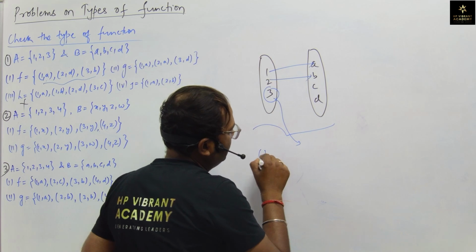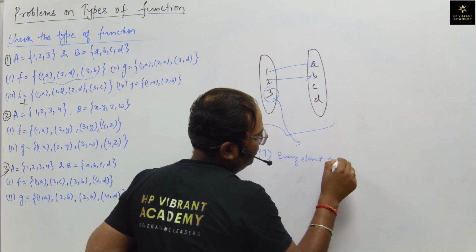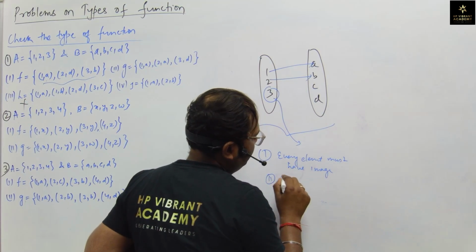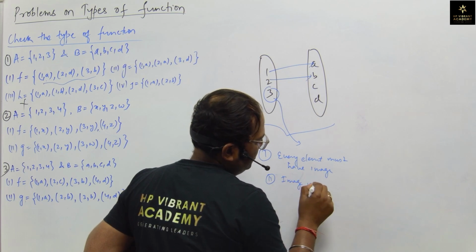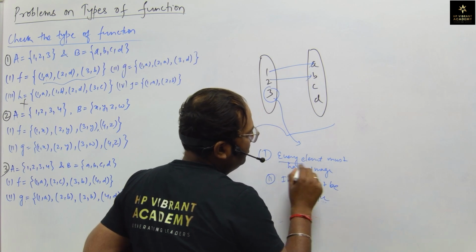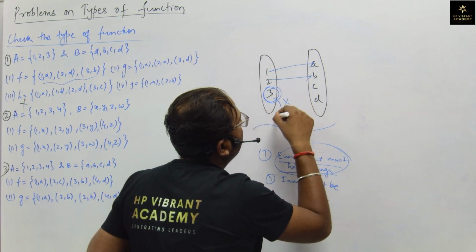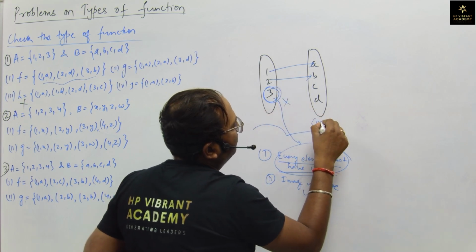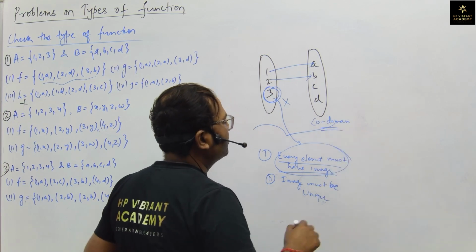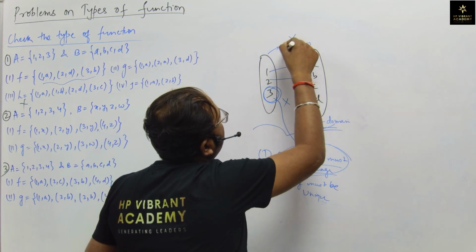So the conditions are: first, every element must have an image, and secondly, the image must be unique. Every element must have an image. So this element 3 does not have any image in this codomain. So this is not satisfying the basic criteria for being a function. Hence, this relation j is not a function.